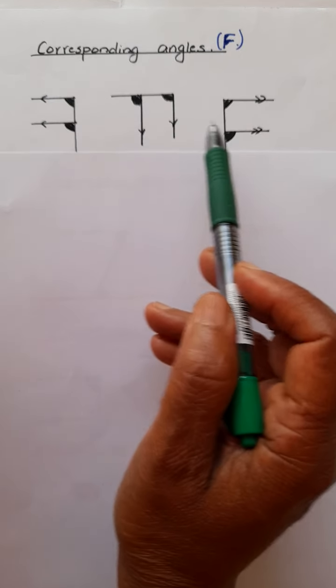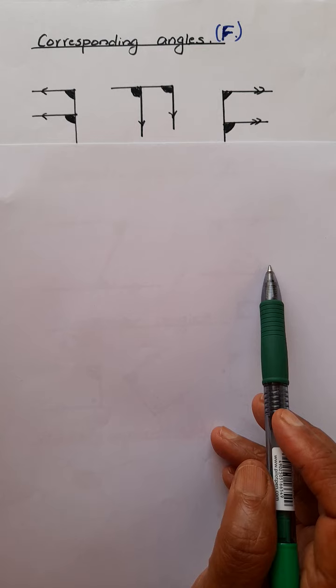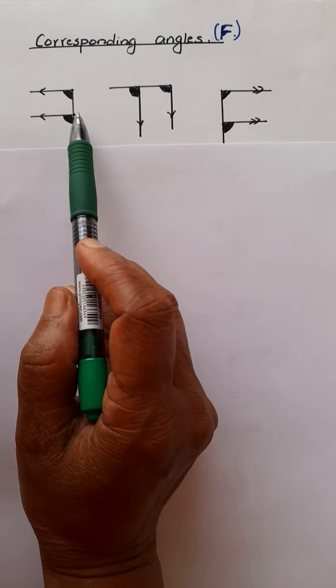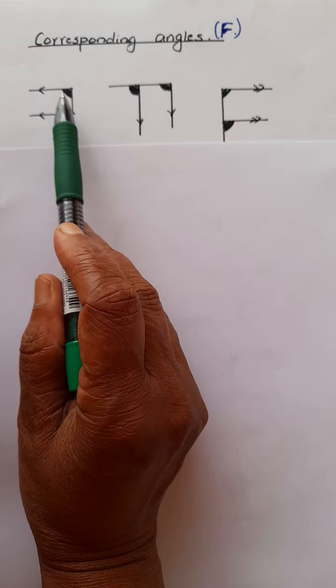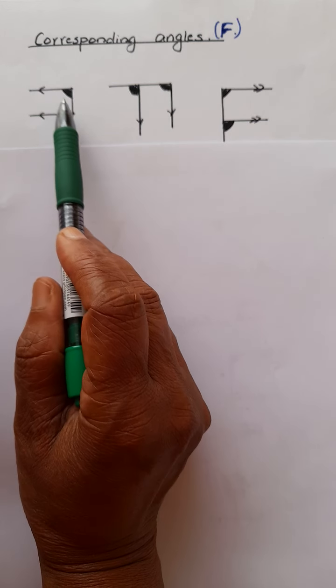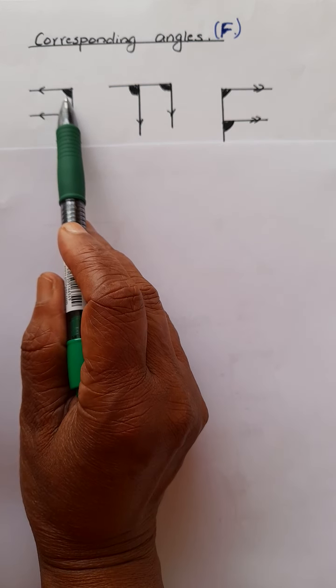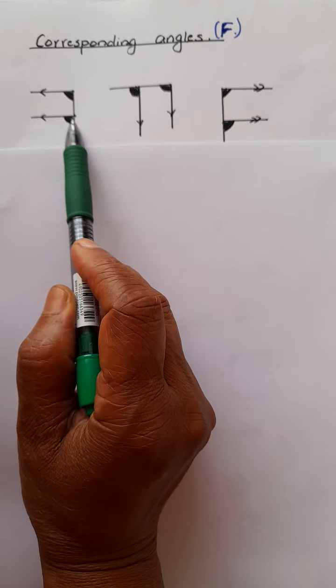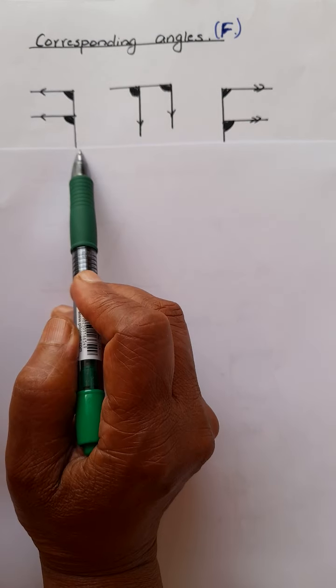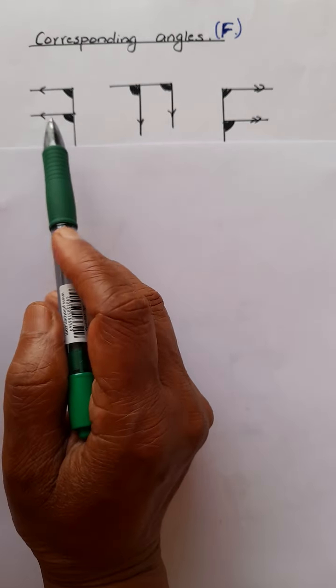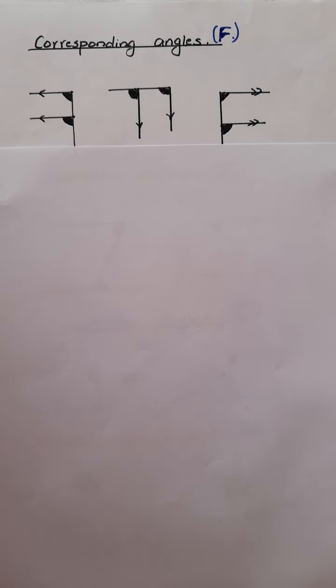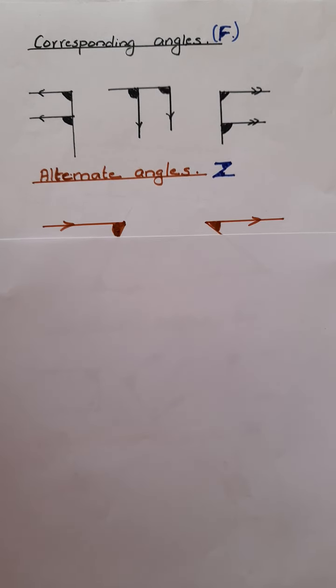So these are the different types of corresponding angles. Corresponding means it falls in the same position. So this is under the line, this is also below the line, and it is on the left side of the transversal. So these are the corresponding angles. It's also called the F angle because it forms an F shape.